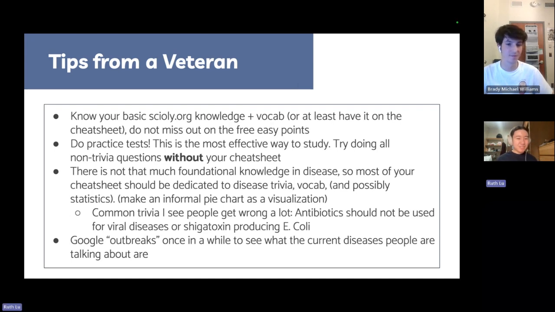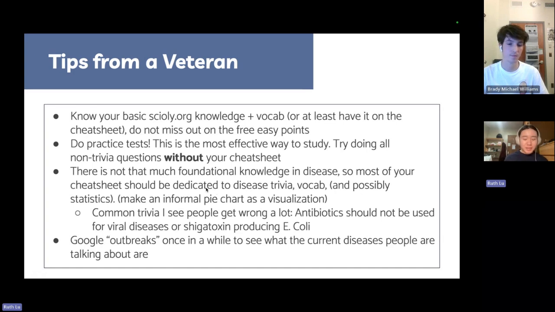All right, finally, we have some general tips for you. You should know the basics from the SciOly.org wiki and your vocab, or at least have your cheat sheet. Try not to miss out on the free easy points. Next, you should do practice tests, which I think is the most effective way to study. Try doing all the non-trivia questions without your cheat sheet, because, as Brady mentioned, things like the odds ratio and risk ratio you should have memorized conceptually, so you should be able to do them without a cheat sheet. There's not that much foundational knowledge in disease; most of it you can memorize.